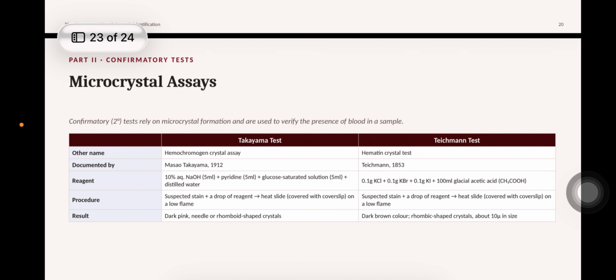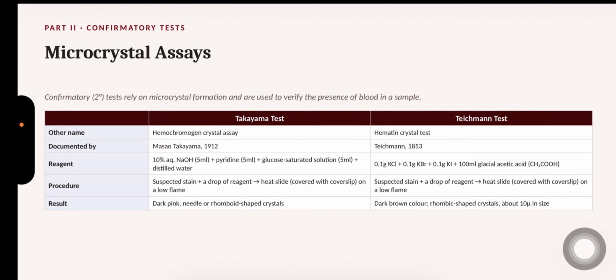Now, moving on to your confirmatory tests, also known as microcrystal assay. Confirmatory tests rely on microcrystal formation and are used to verify the presence of blood in a sample. My main question here is, have you thought why these are called confirmatory tests? Because the crystal formed has a characteristic microscopic appearance unique to hemoglobin derivatives. You are identifying the hemoglobin itself, not just its peroxidase activity.